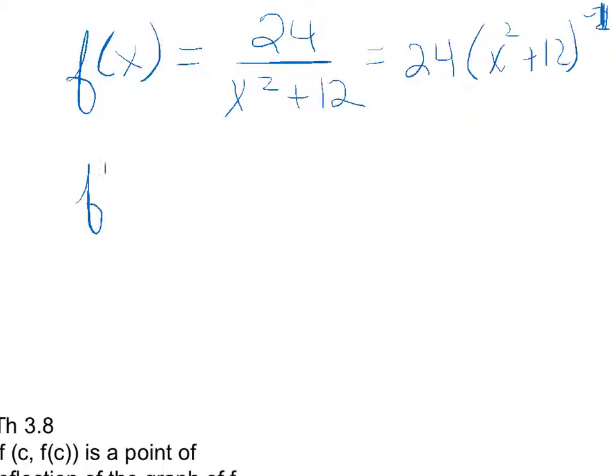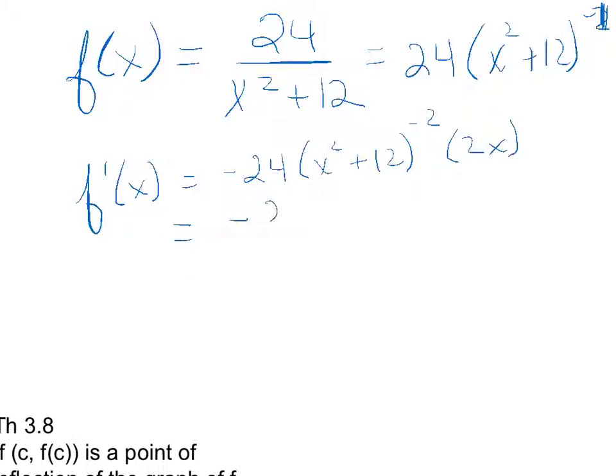So f prime of x is going to be a negative 24 times x squared plus 12 to the negative 2 times 2x, or a negative 48x over x squared plus 12 squared.